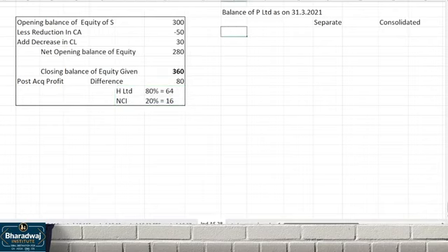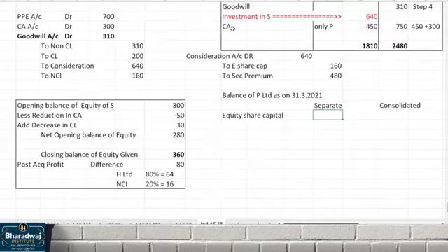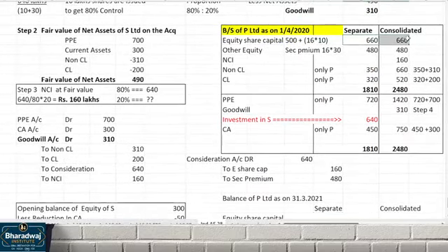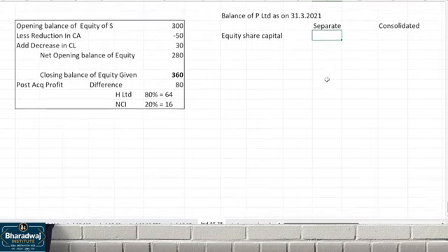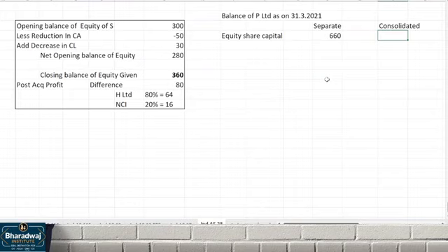What will be the equity share capital? Equity share capital will be the same. Opening balance is the closing balance. How much? Equity share capital opening balance will be equal to what? Closing balance will also be 660. In the consolidated also, 660 will come. What is the next one?